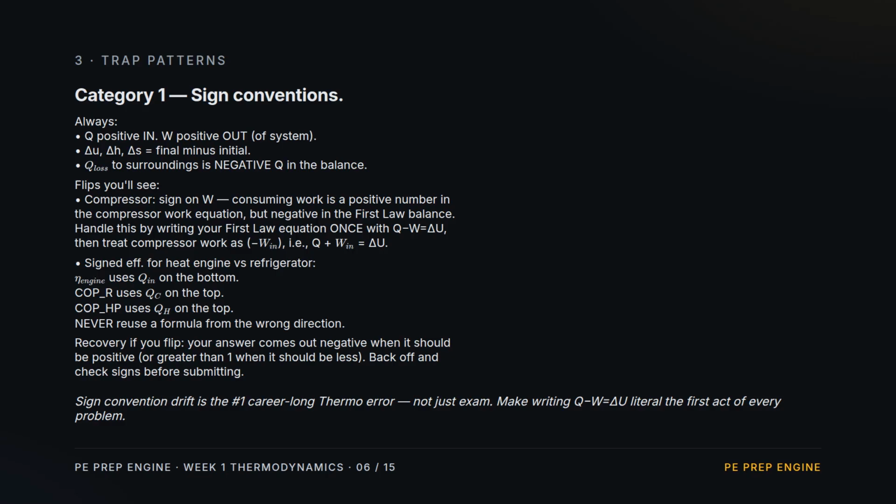Trap Category 1. Sign conventions. Memorize: Q positive in, W positive out. Delta is final minus initial. Heat loss to surroundings is negative. The flip: a compressor consumes work, positive in the device equation, negative in the first law. Write Q minus W equals delta U once, then substitute. For efficiency, heat engine has Q in on the bottom, refrigerator COP has Q cold on top, heat pump COP has Q hot on top. Never reuse one from the wrong direction. A wrong sign or out-of-range answer means you flipped.